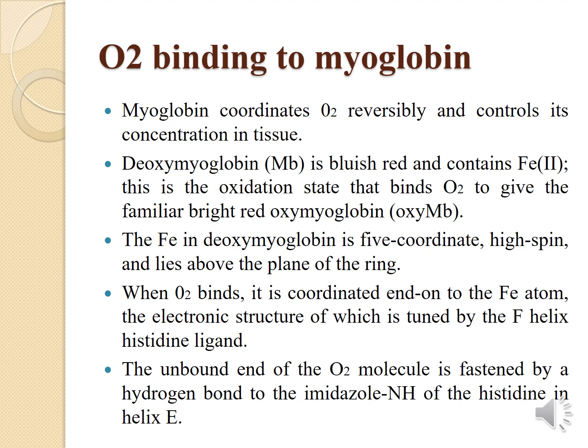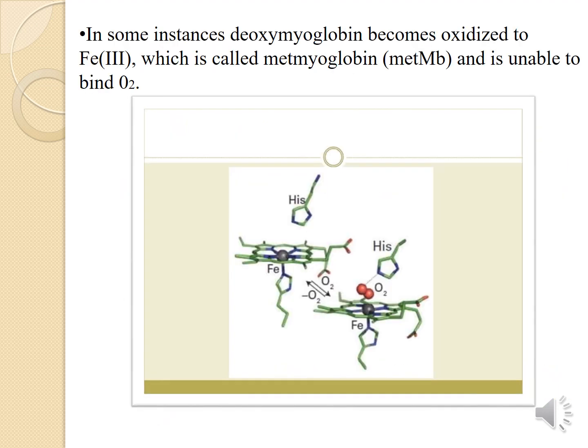When O2 binds, it is coordinated end on to the iron atom, the electronic structure of which is tuned by the F helix histidine ligand. The unbound end of the oxygen molecule is fastened by a hydrogen bond to the imidazole NH of the histidine in helix E. In some instances, deoxymyoglobin becomes oxidized to Fe3+, which is called metmyoglobin and is unable to bind the oxygen.